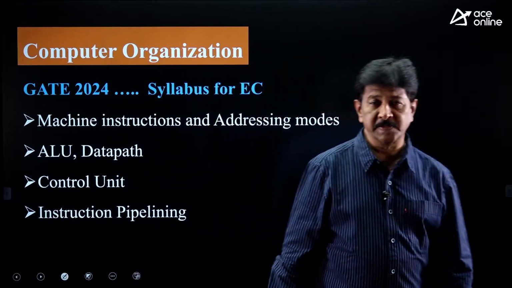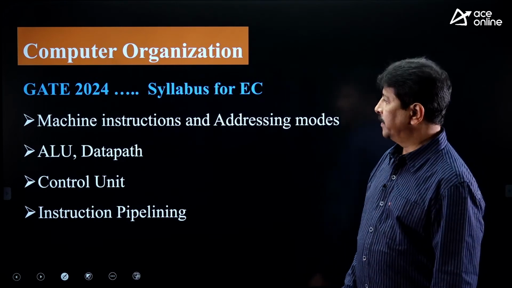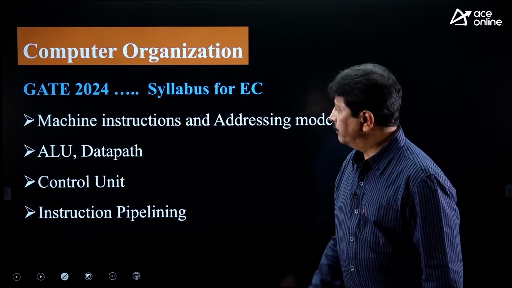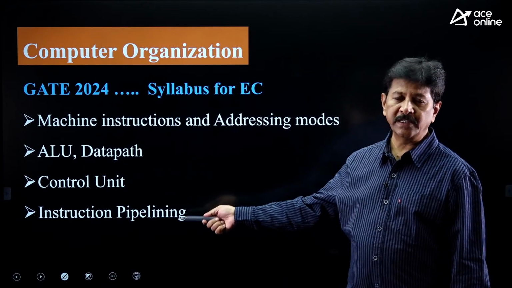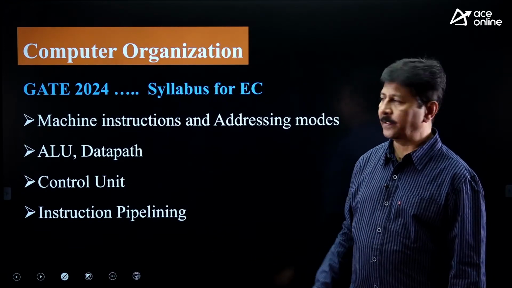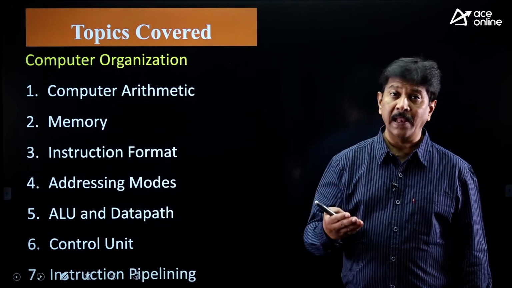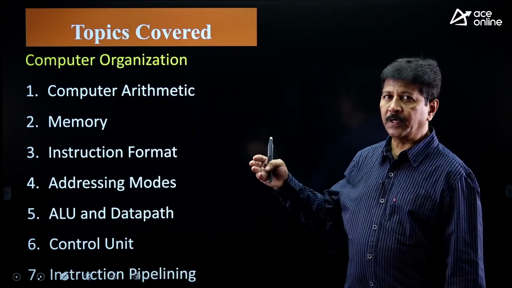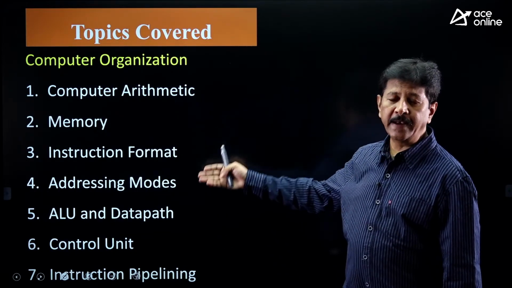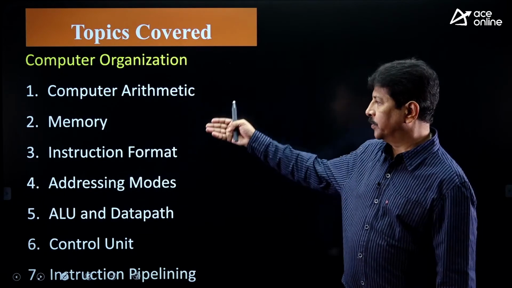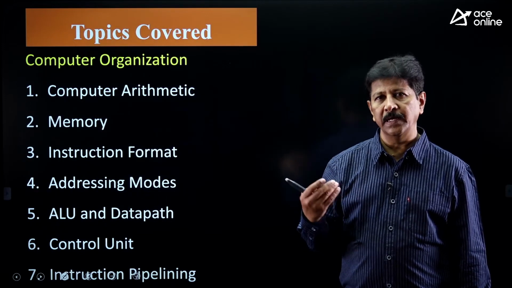If you look at this syllabus for electronics and communication engineering students in the GATE exam, these are the 4 topics given: machine instructions and addressing mode, ALU and data path, control unit and instruction pipelining. But to gain insight into these topics as well as into this subject, these are all the topics we are going to cover, starting from computer arithmetic and ending with instruction pipelining. We have to know all these things so that we can answer the questions in the exam in an effective manner.